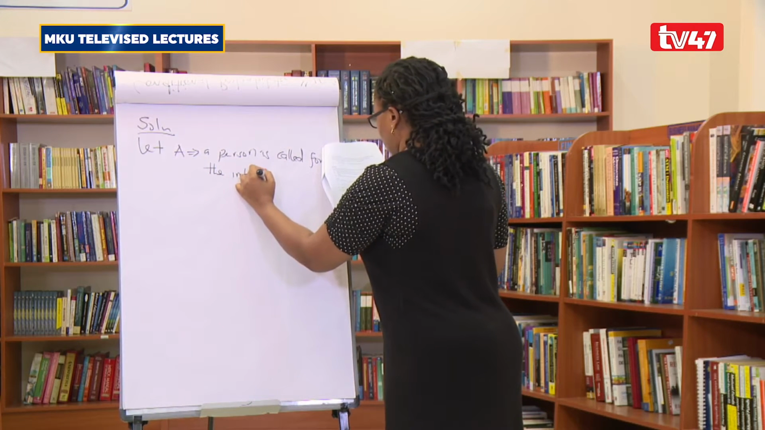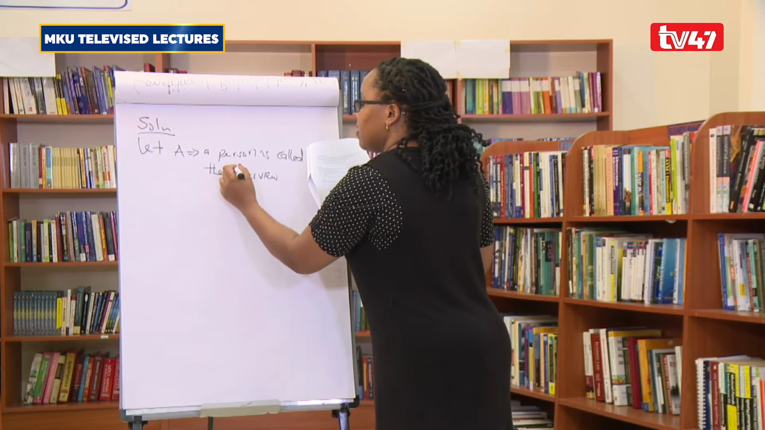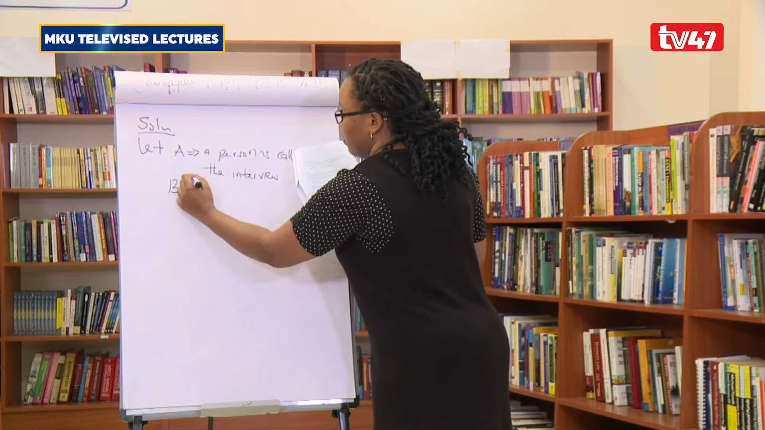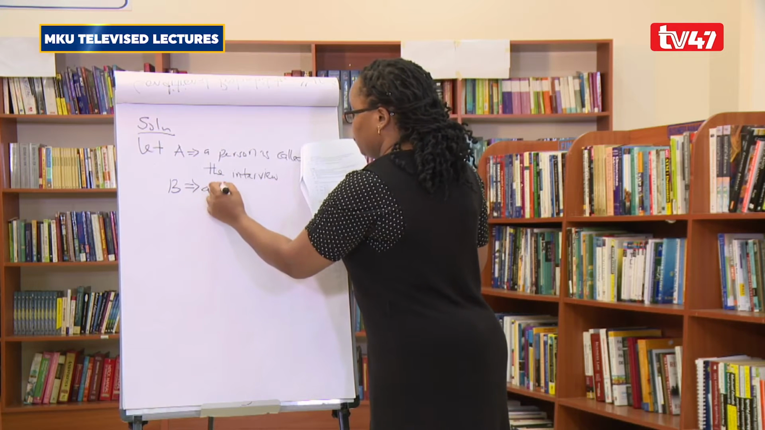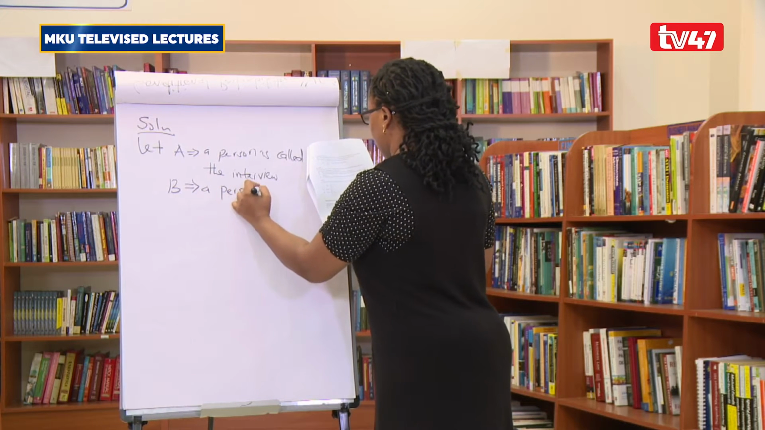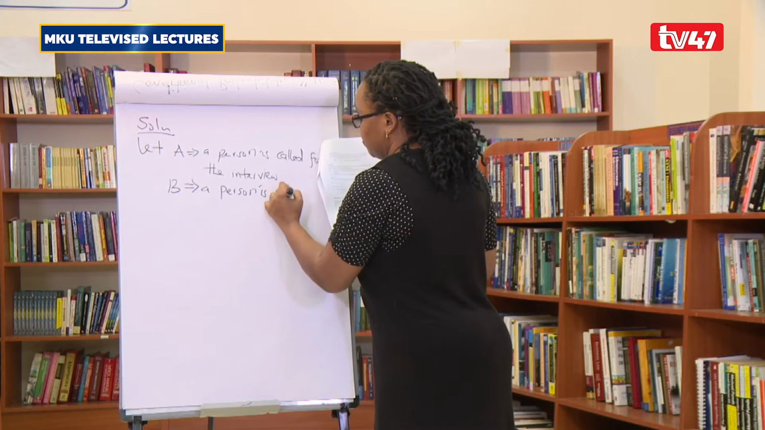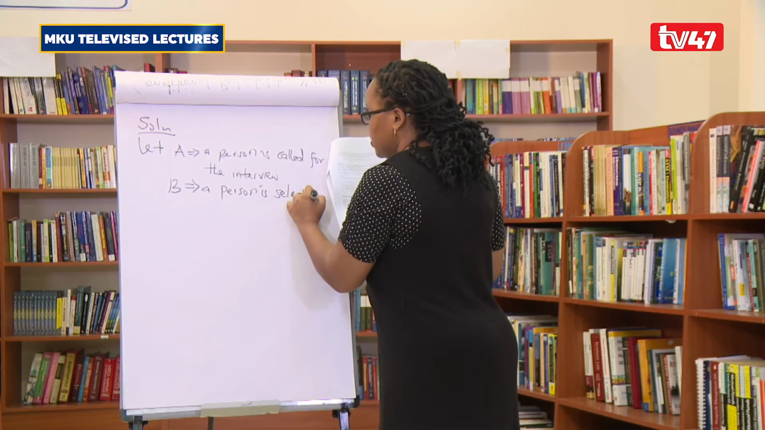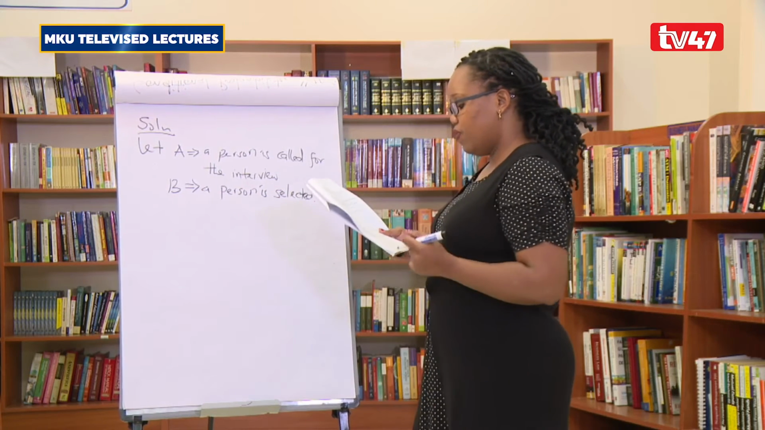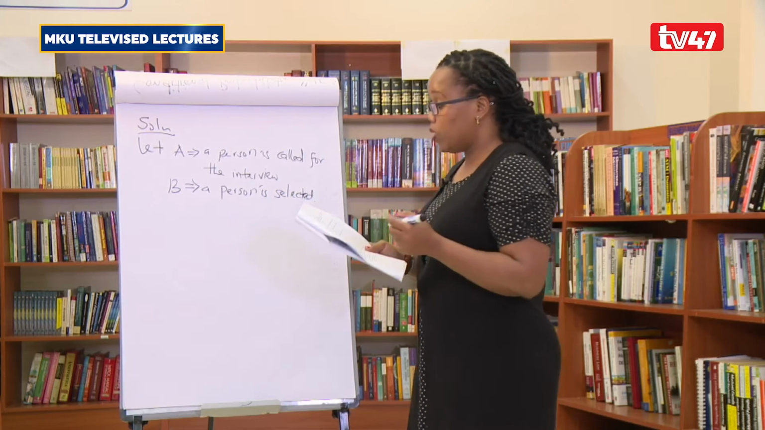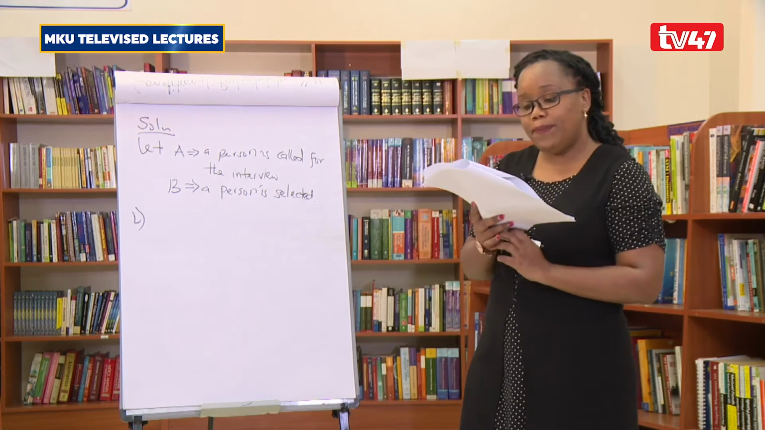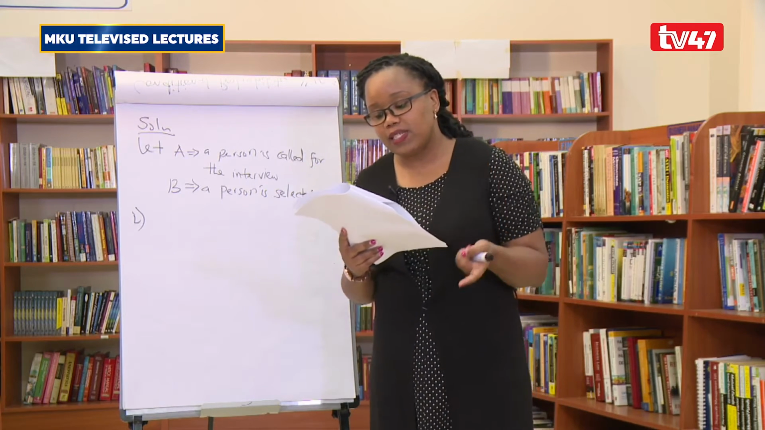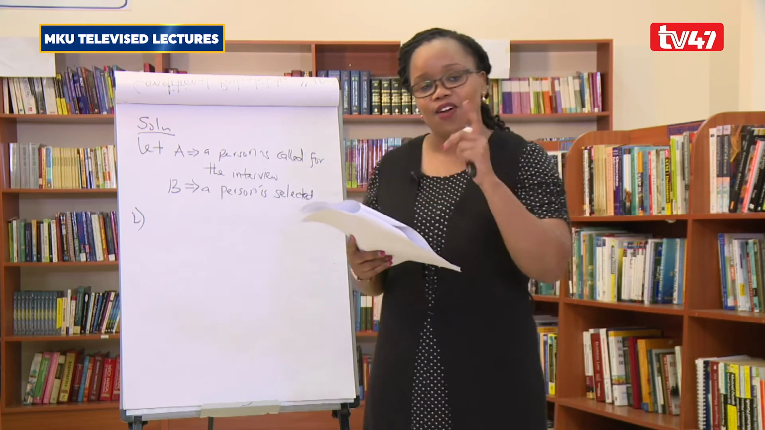Okay. And another arbitrary value, B, to be that a person is selected. So that makes my work easier in terms of the calculation. So the first question requires that we get the probability that a person will be called for the interview.